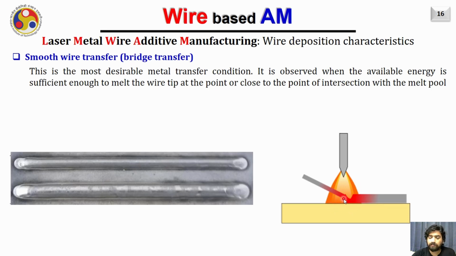Sometimes, as in this case, the wire is getting melted very close to the melt pool, and the droplet formed at the tip of the wire just gets merged with the melt pool and forms a bridge of the molten material. That is why it is sometimes also called bridge transfer. This is the most stable mode of metal transfer. Here the deposited bead will look something like you are seeing in this diagram, and it will be very smooth without any defect like you have seen in the earlier stage.